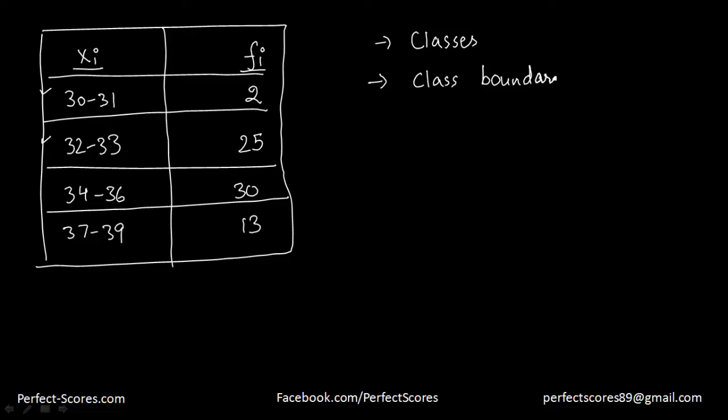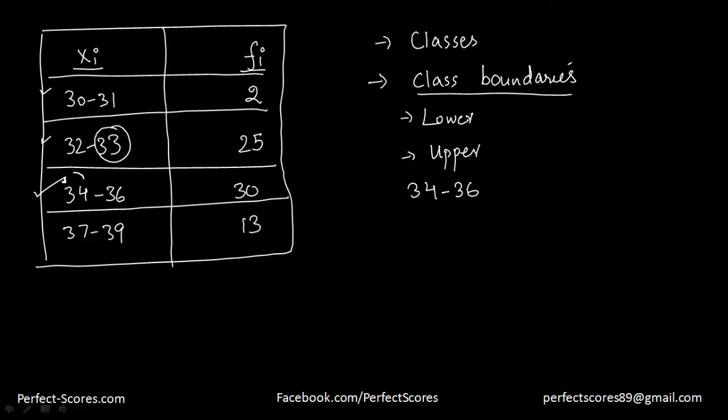Now what do you mean by class boundaries? Class boundaries have two parts: a lower boundary and an upper boundary. Let's suppose I want to talk about the lower and upper boundary for the class from 34 to 36. As you can see, there is a gap between 34 and 36, right?